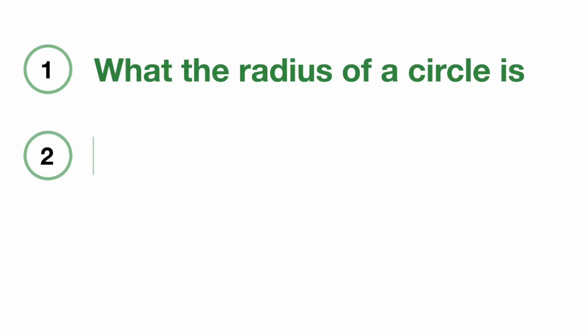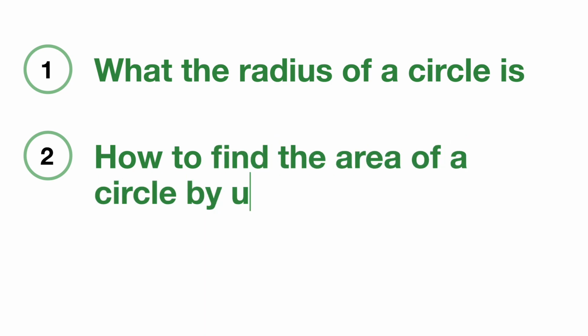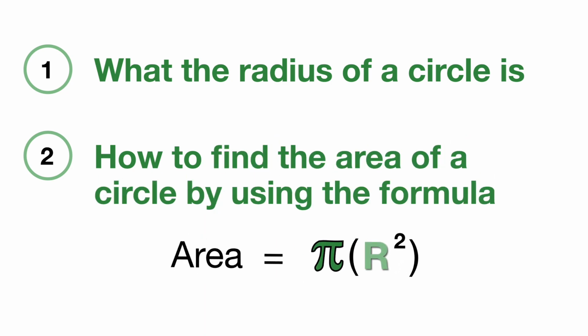So, a quick recap of what we learned. First, we learned what the radius of a circle is. And second, we learned how to find the area of a circle by using the formula pi times the radius squared.